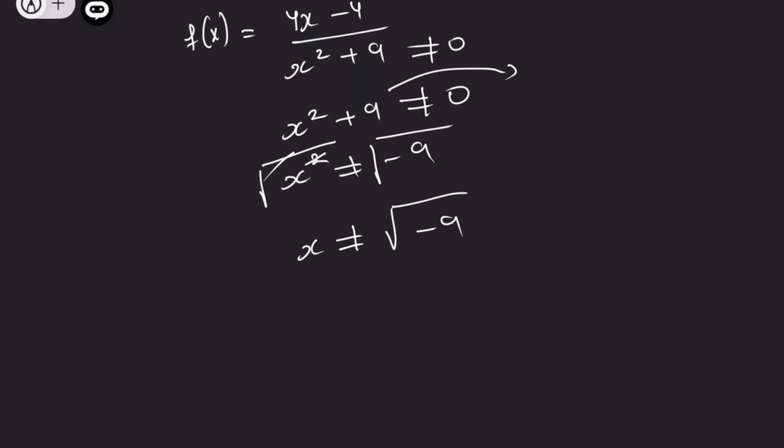So we found something: here we cannot have a negative value under the root. So now choose any value and replace it here. You will always have a positive denominator. So that means my domain will be negative infinity to positive infinity.